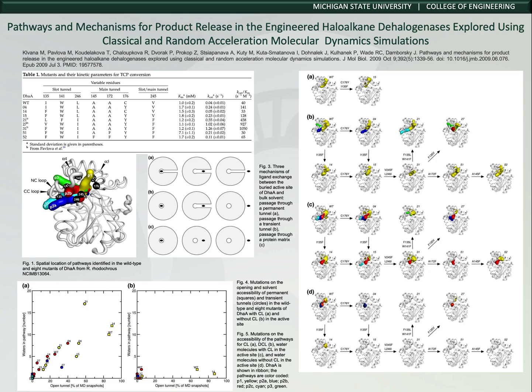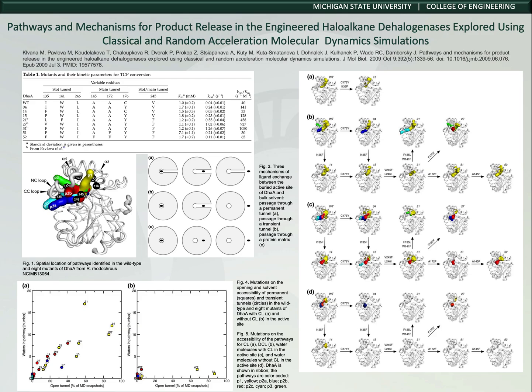Pathway P2A was the slot tunnel, and this formed an open tunnel only during passage of DCl or water through P2A in proteins with I135 or V135, so no mutation at those positions. And so P2A was accessible for DCl only in the wild type and mutant 4.